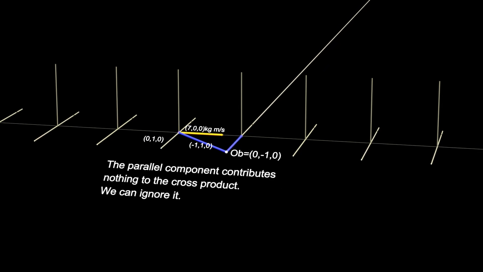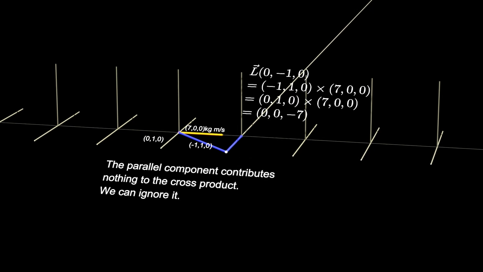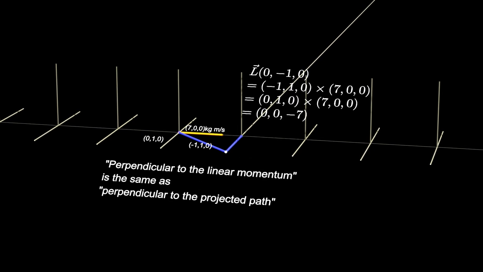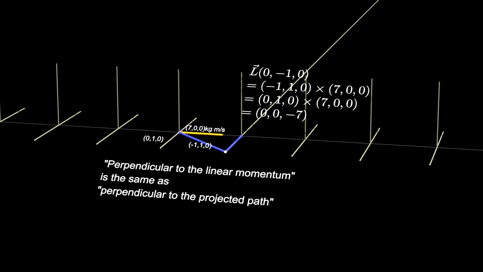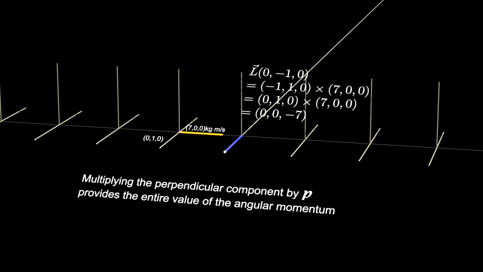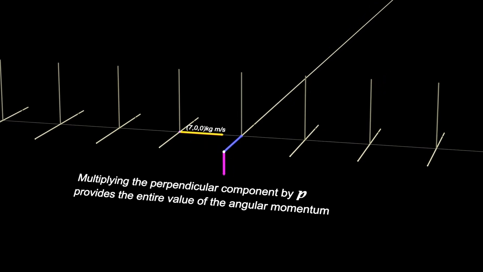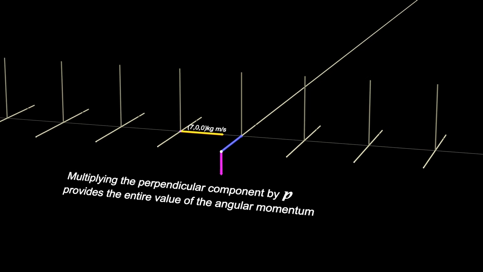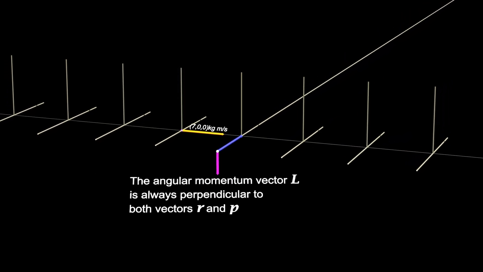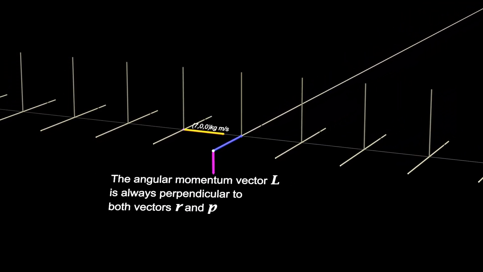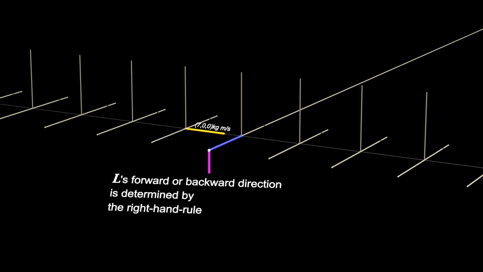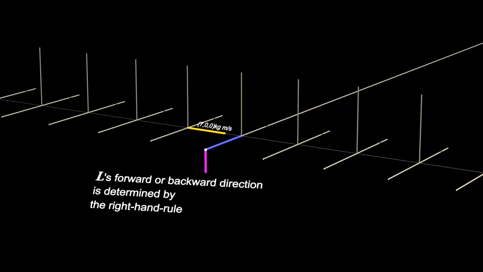The parallel component contributes nothing to the cross product. We can ignore it. Perpendicular to the linear momentum is the same as perpendicular to the projected path. Multiplying the perpendicular component by p provides the entire value of the angular momentum. The angular momentum vector L is always perpendicular to both vectors r and p. L's forward direction is determined by the right-hand rule.